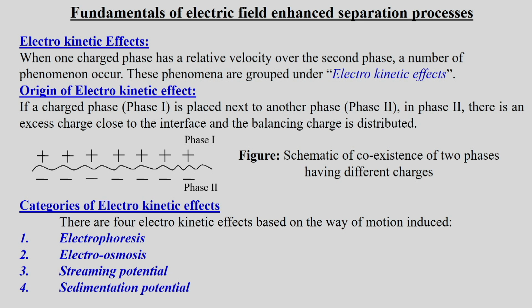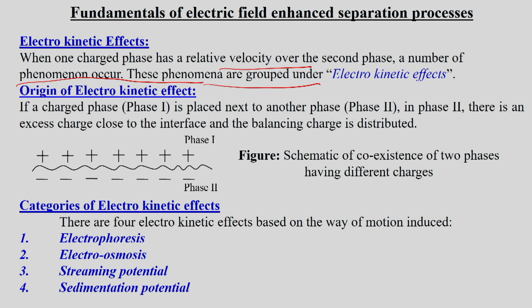For that, initially we discussed about the electrokinetic effects, like when one charged phase has a relative velocity over the second phase, a number of phenomena actually occur. This phenomena in general is grouped as electrokinetic effect. Okay.